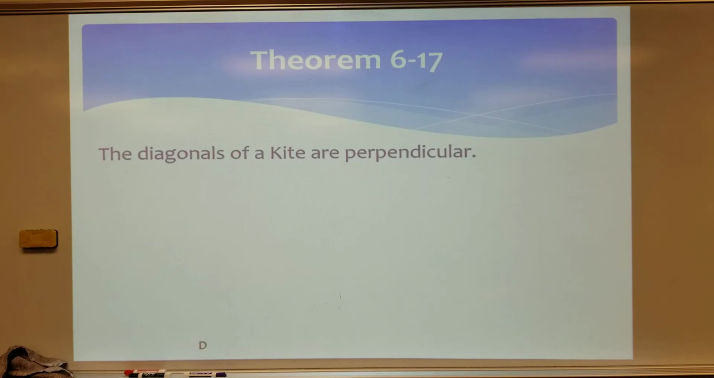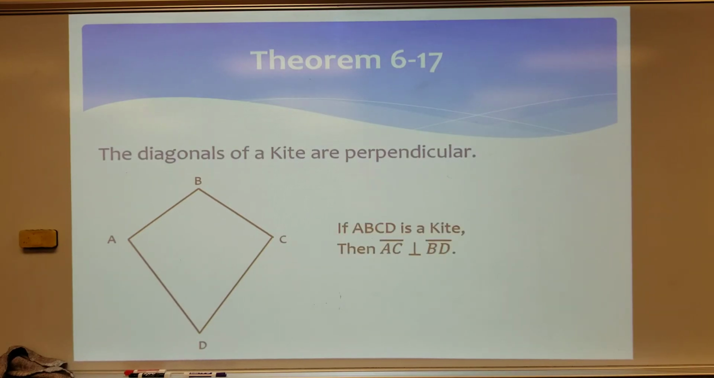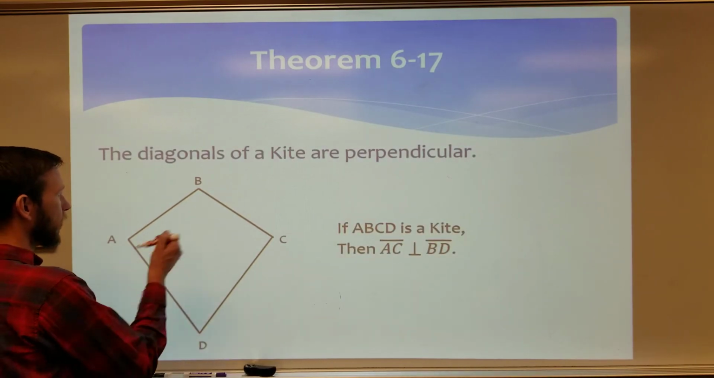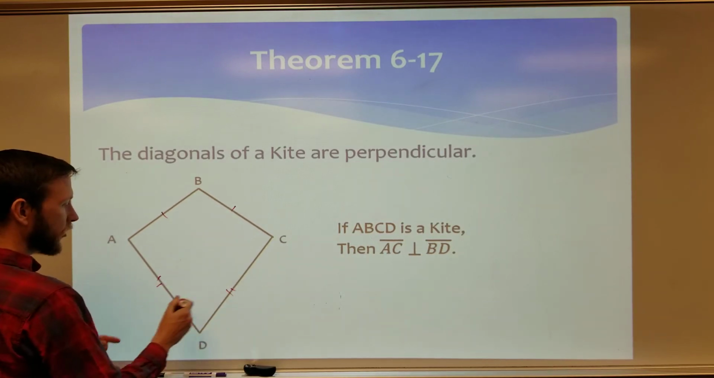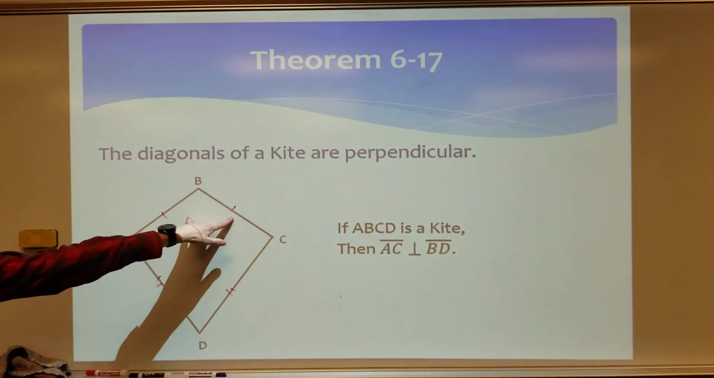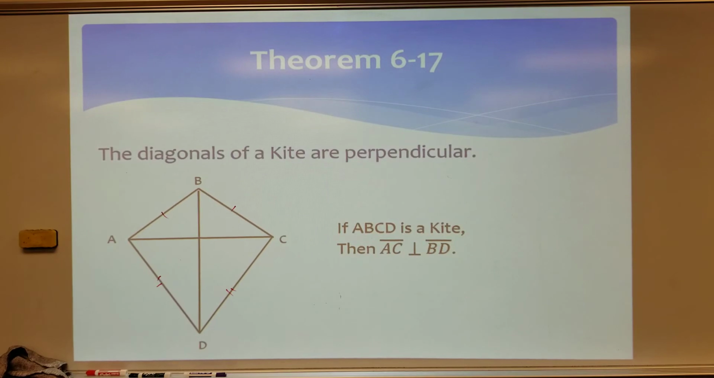All right? When we jump onto kites, though, we're going to talk about how the diagonals in a kite are perpendicular. And so here is our picture of a kite. And if this is a kite, meaning that this and this are congruent to each other, as these are congruent and those are congruent, then I can draw the diagonals in, and those diagonals will make right angles. They will make right angles.